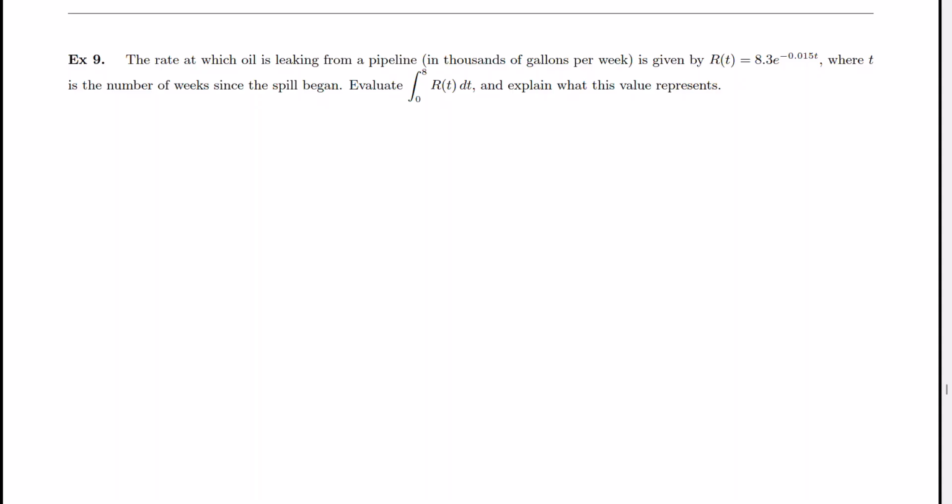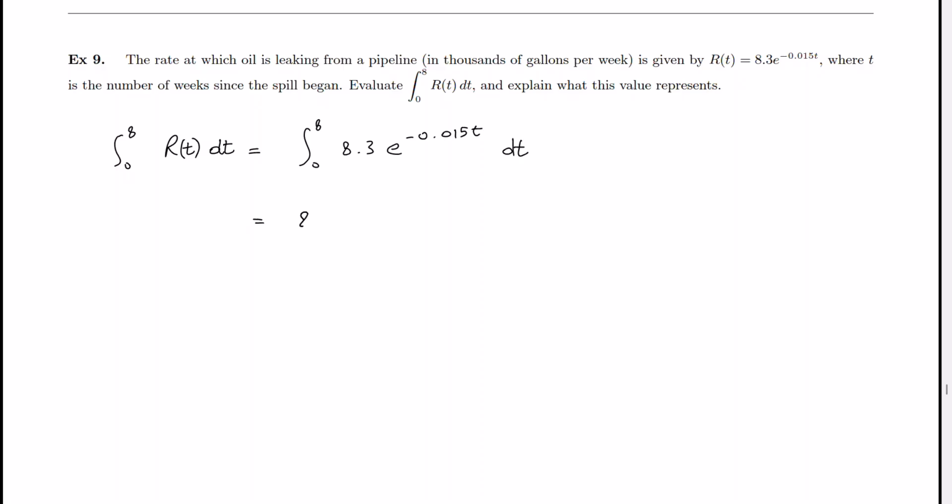So just right off the bat, when we integrate this integral from 0 to 8, what we're trying to find is the number of gallons, in thousands of gallons, that has leaked from the pipeline from the time the spill began all the way to 8 weeks. So that's what this number represents. So it's just a matter of integrating from 0 to 8 the R of t function, and the R of t was given on the first line, so I'm just going to go ahead and rewrite it here. It says 8.3 e to the negative 0.015 t, and we're integrating with respect to t at the end, so dt over here.